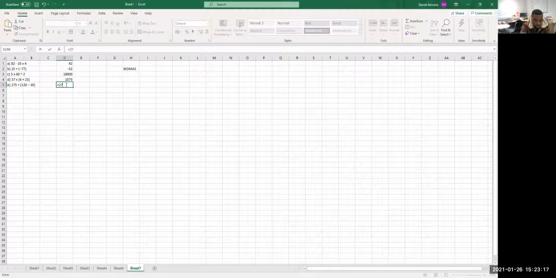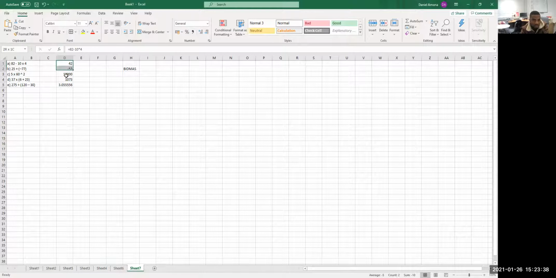So equal to 275 divided, and now you know division in Excel is forward slash. Open your brackets, 120 minus 30, you close your brackets and press enter. And that's the way to carry out these operations or solve these expressions. Okay, so that will be the answer. You could use your calculators to check this as well. Okay, so we'll stop sharing here and look at activity 2 for week 1.